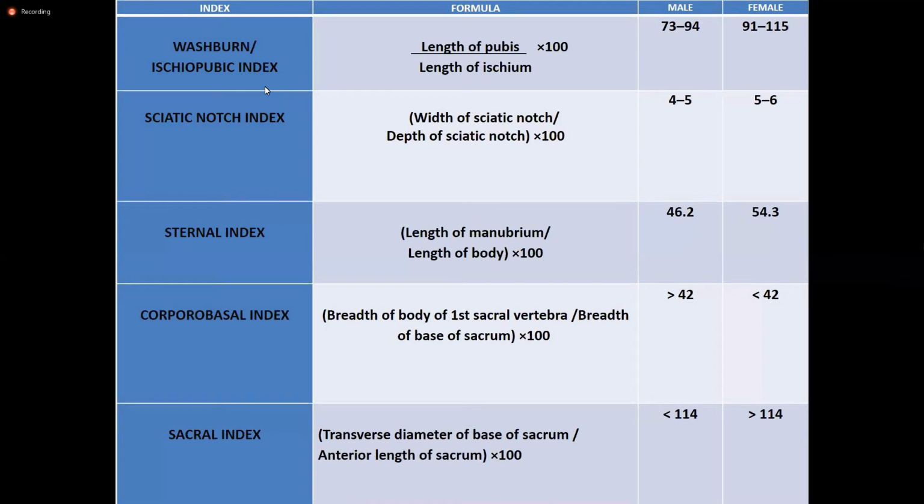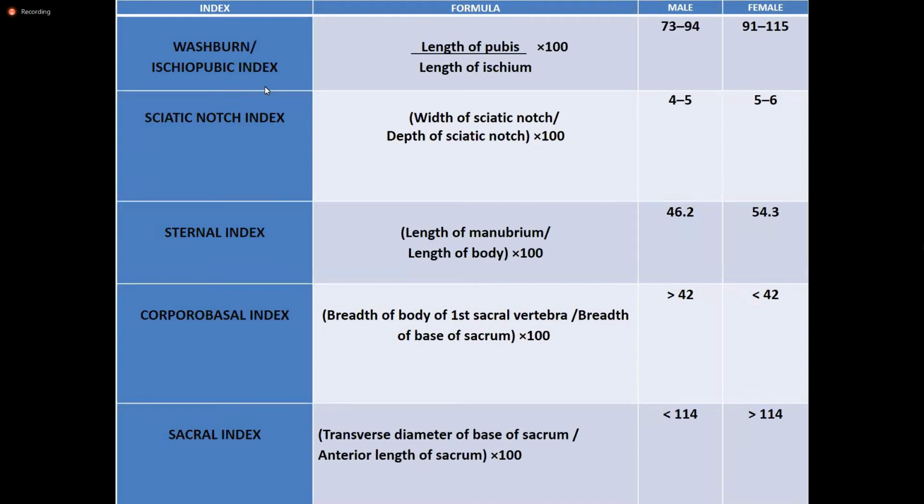Last, the sacral index. This is termed as the transverse diameter of the base of the sacrum divided by the anterior length of the sacrum into 100. The range comes to less than 114 in males, and in females it is greater than 140. One more thing, which is again not given here, is Ashley's rule of 149. Now, what is Ashley's rule of 149?